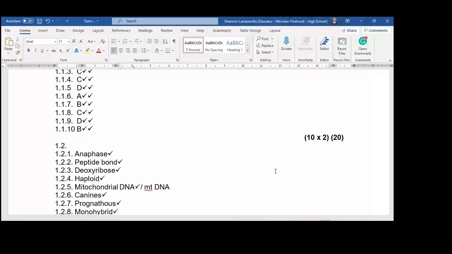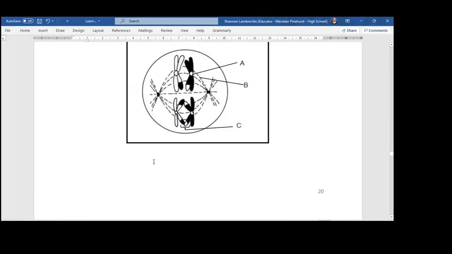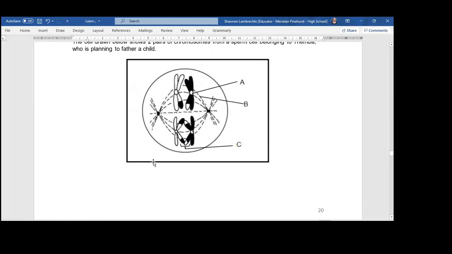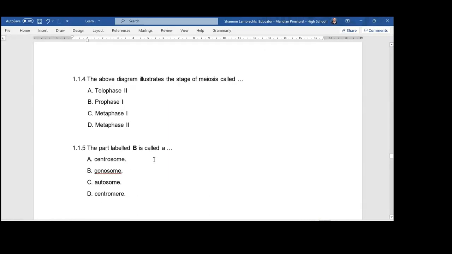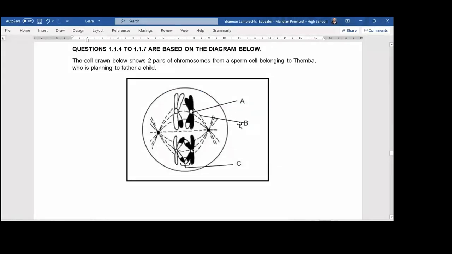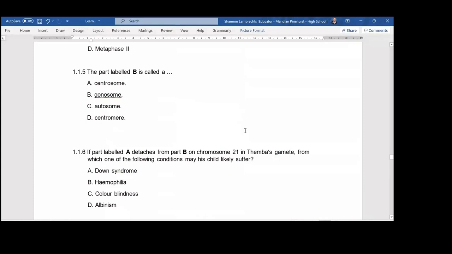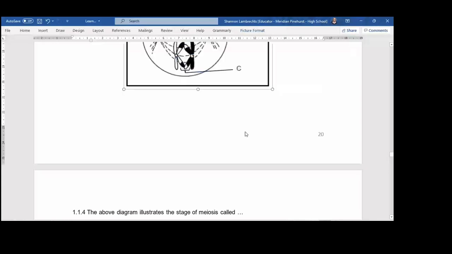Let's just see quickly for 1.1.5, part label B. So I see the question is, isn't it supposed to be A with the centrosome? Part label B is the centromere. I will check if centrosome is accepted, but I think centromere is the most correct answer there for part B, but I will just check that for you. As far as I can tell, it's the most correct one.